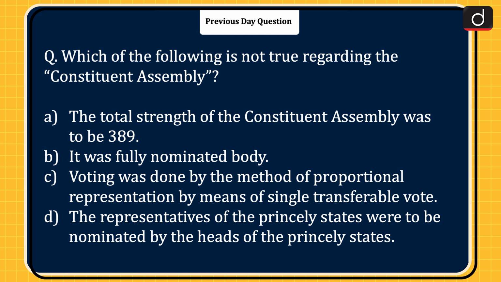Let's begin with previous day practice question. Question was, which of the following is not true regarding the Constituent Assembly? The total strength of the Constituent Assembly was to be 389. It was fully nominated body. Voting was done by the method of proportional representation by means of single transferable vote, or the representatives of the princely states were to be nominated by the heads of the princely states. The correct answer is option B. It was fully nominated body.